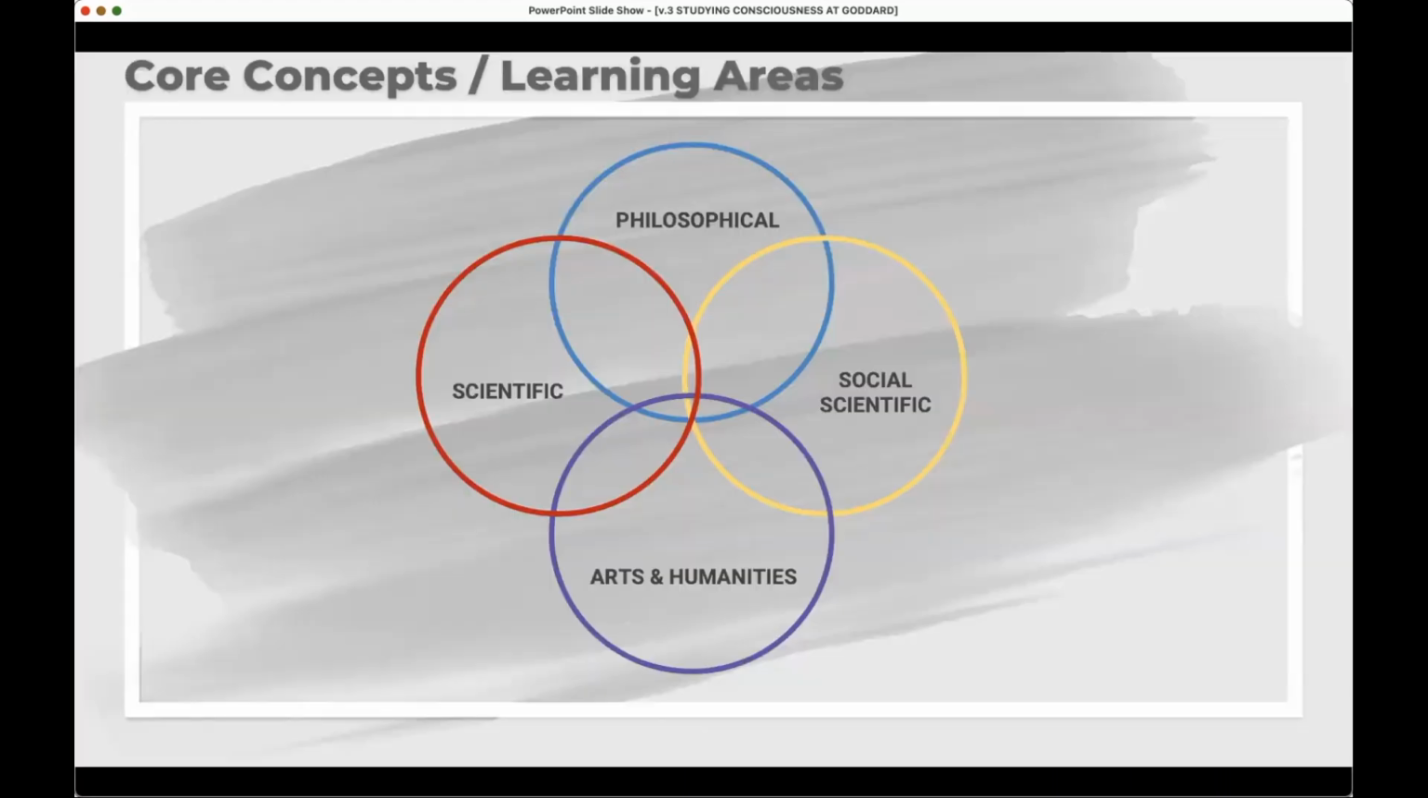So here at Goddard, we tend to split the study of consciousness into four overlapping fields of research that you'll see diagrammed here. We've got the scientific, the philosophical, the social scientific, and the arts and humanities. Now, of course, this list isn't totally exhaustive, but I do think it gives at least a pretty good starting point for the ways in which those of us involved in the study of consciousness can get at the questions of what consciousness is, what it does, and what it super does. And of course, each field has its own emphasis on which question it is most interested in illuminating.